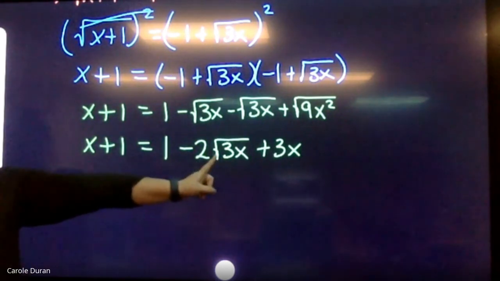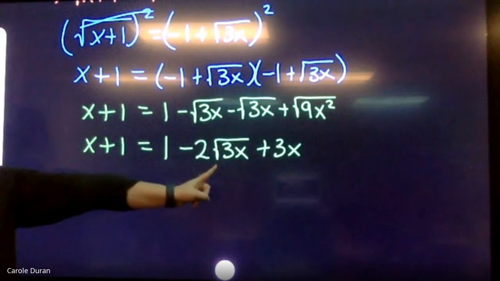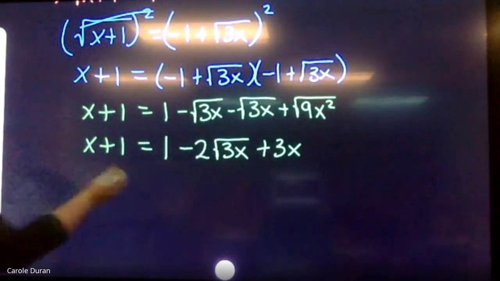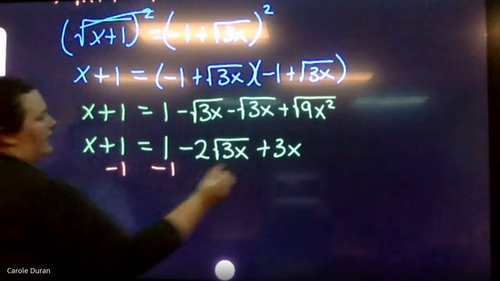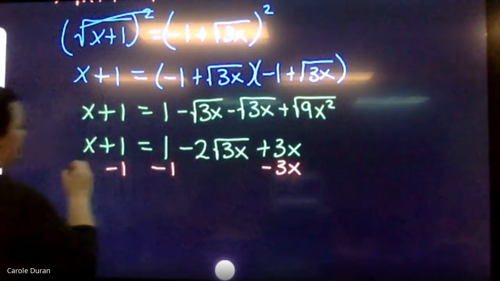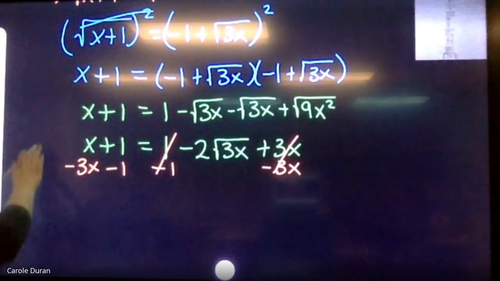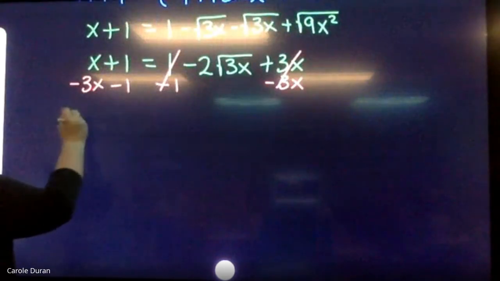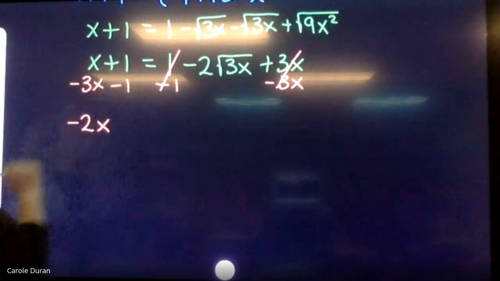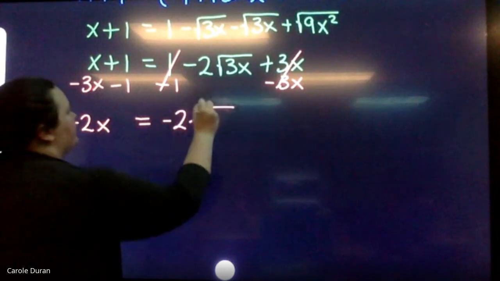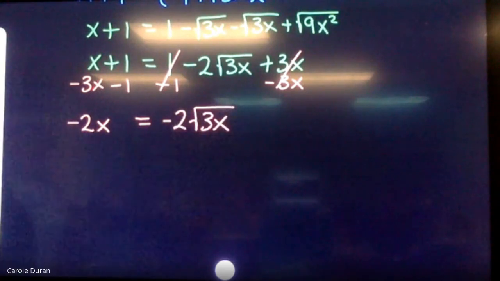Which means that I now have to isolate this radical because I still have to undo that. So these 2 terms are going to have to move to my left-hand side. So I'm going to subtract this one, and I'm going to subtract this 3x. We're getting there. x minus 3x is -2x. 1 minus 1 is 0, so that cancels out. And then equals -2 times the square root of 3x. I'm gonna pause here, just make sure everybody catches up.